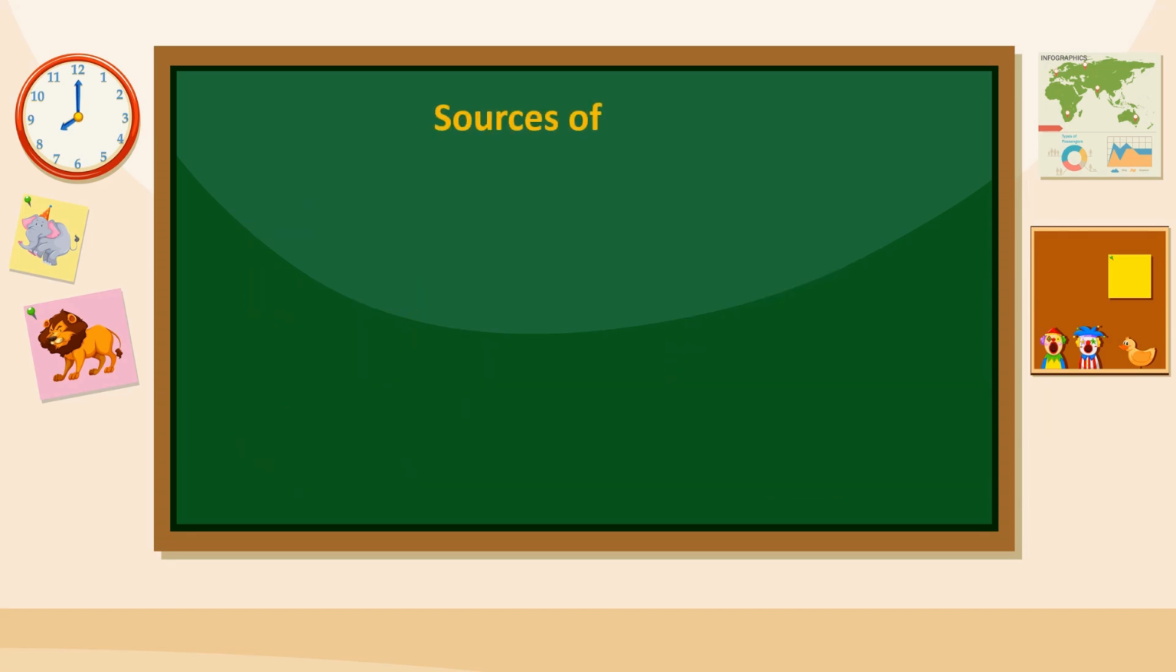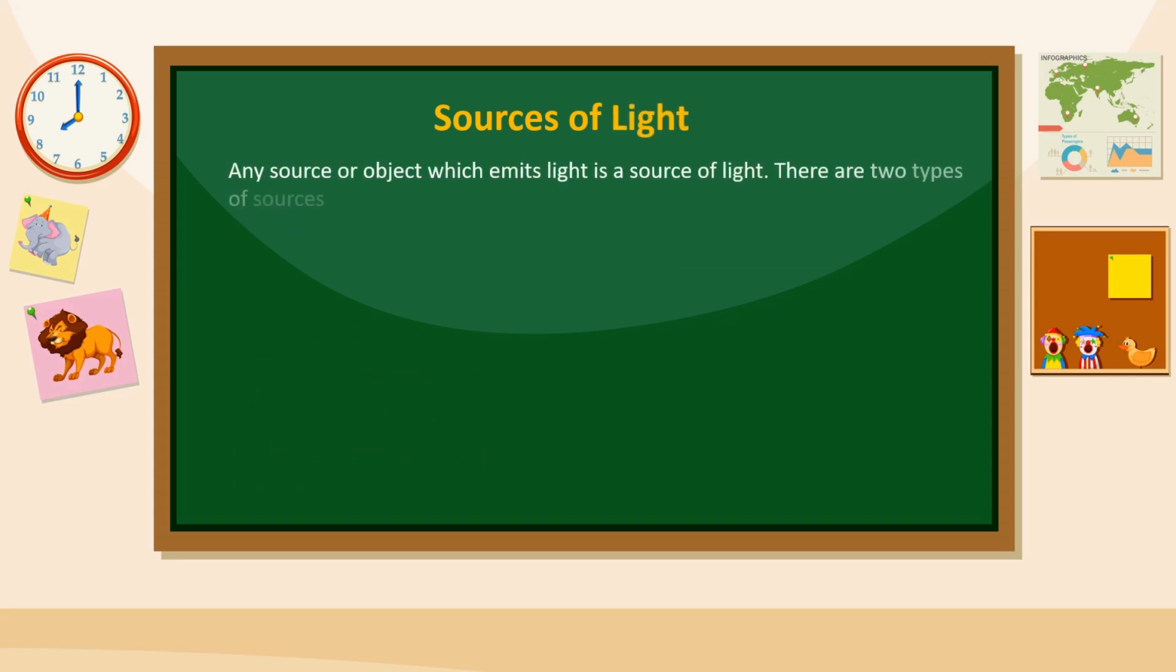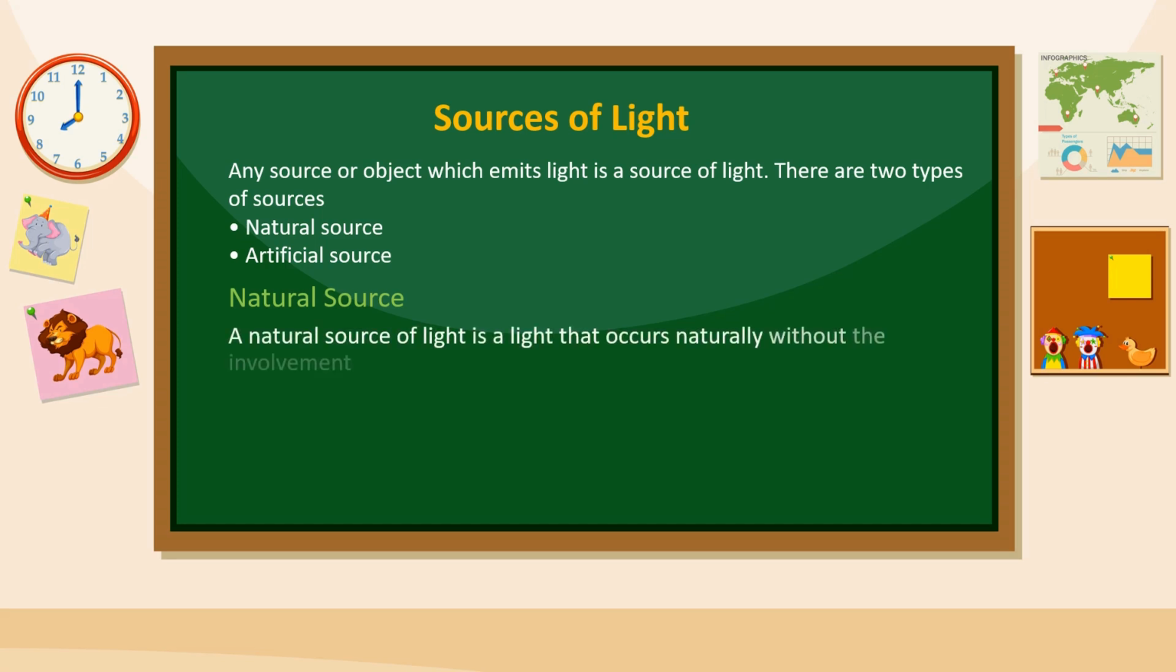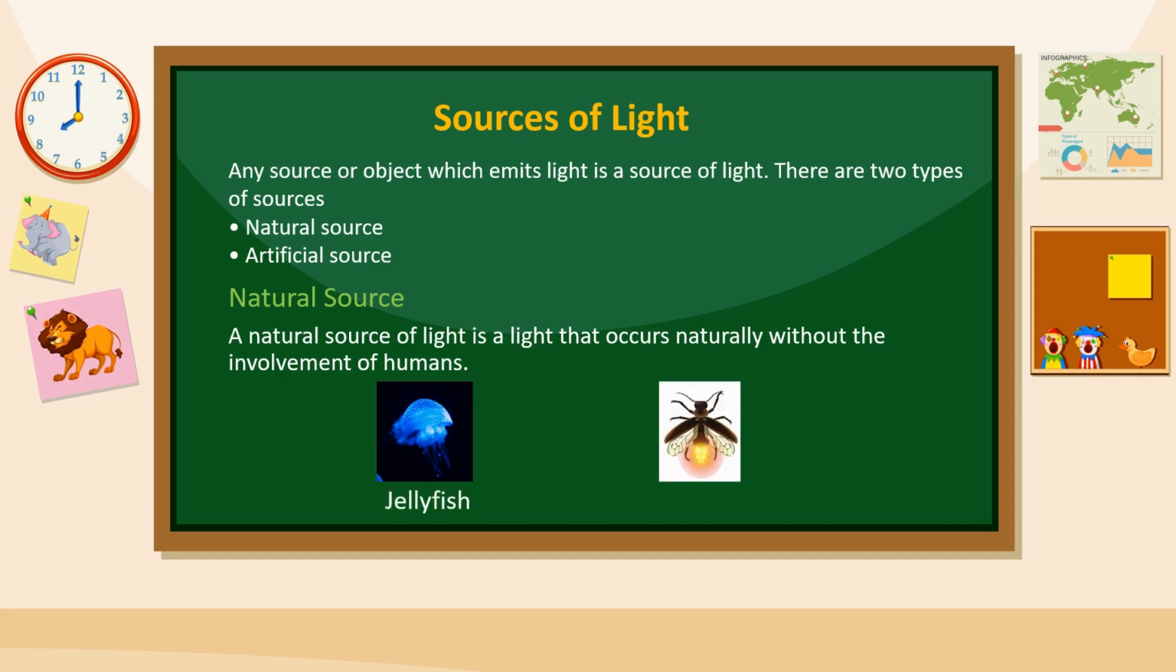Sources of light. Any source or object which emits light is a source of light. There are two types of sources: natural source, artificial source. Natural source. A natural source of light is a light that occurs naturally without the involvement of humans. Jellyfish. Firefly.